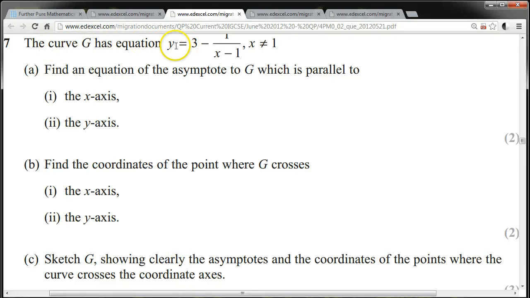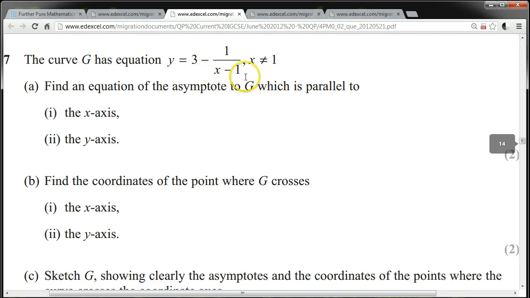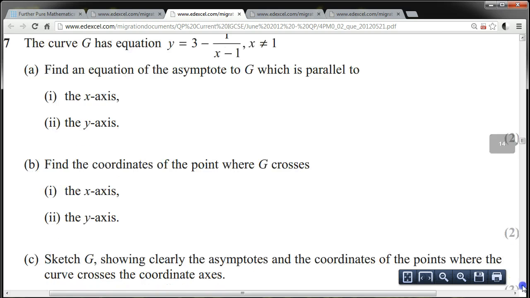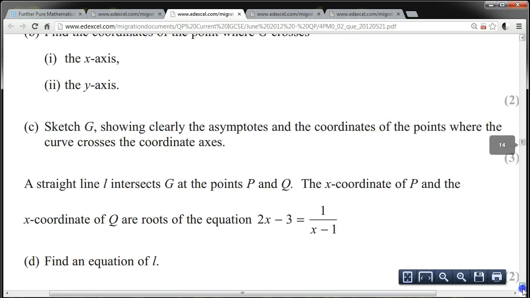The curve G has equation y equals 3 minus 1 over x minus 1, for x not equal to 1. Find an equation of the asymptote to G which is parallel to the x-axis and the y-axis. Find the coordinates of the point where G crosses the x-axis and the y-axis. Sketch G, showing clearly the asymptotes and the coordinates of the points where the curve crosses the coordinate axes.